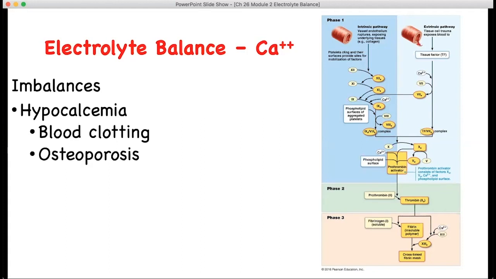Osteoporosis is a decrease in bone density. When blood calcium levels are low, recall PTH is released, stimulating the osteoclasts to break down the bone matrix. This will lead to a decrease in bone density.